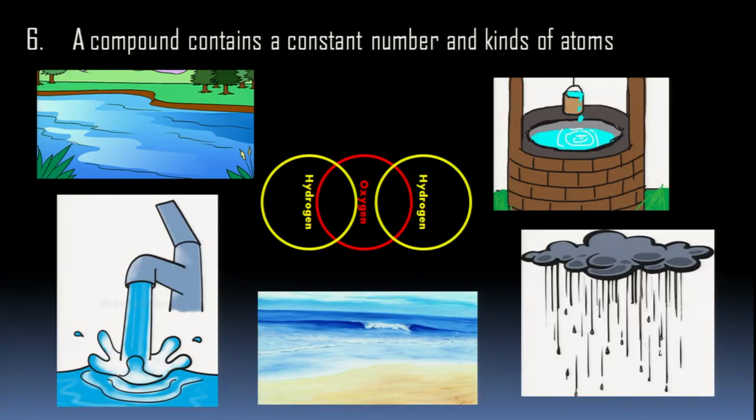Children, a compound contains a constant number and kind of atoms. Like I had discussed with water, two atoms of hydrogen combine with one atom of oxygen to form water. Water from any source, it may be a river, a well, tap water, sea water, or rain water, will have the combination of two atoms of hydrogen and one atom of oxygen. Okay, children?